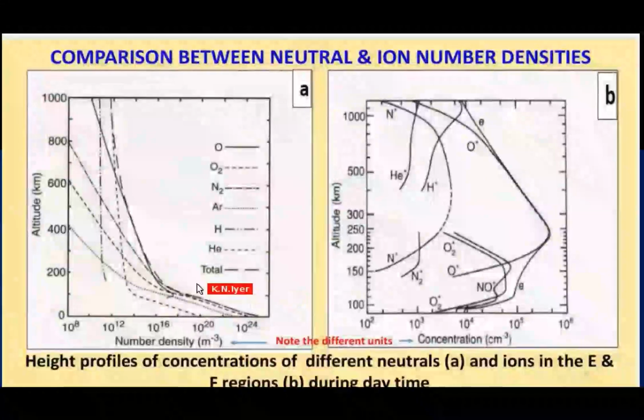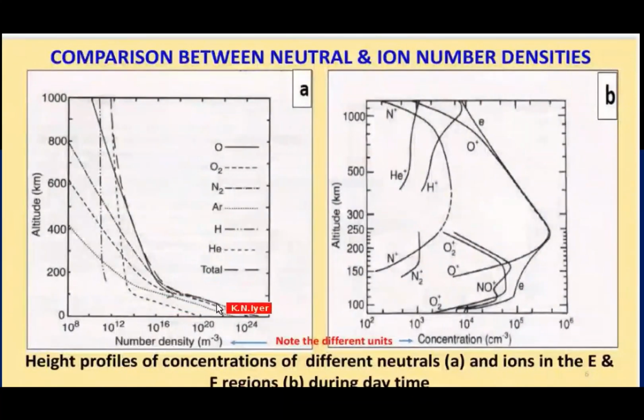And the total is also shown by this broken line curve. So again, the curves are almost parallel below about 100 kilometers, representing the homopause, and then each has a different variation with respect to height, that is the diffusive separation in the heterosphere.